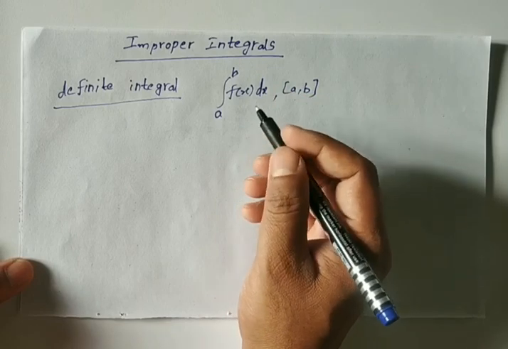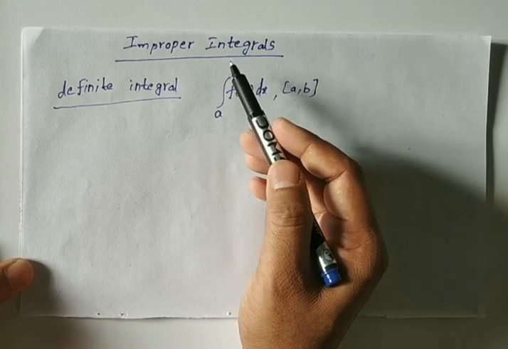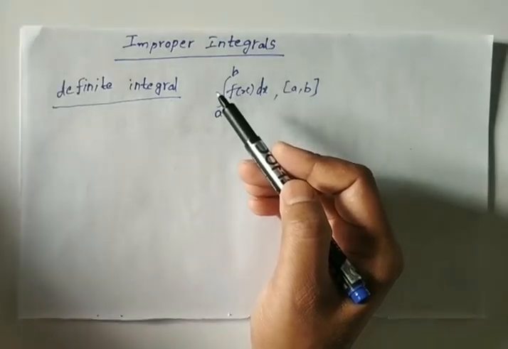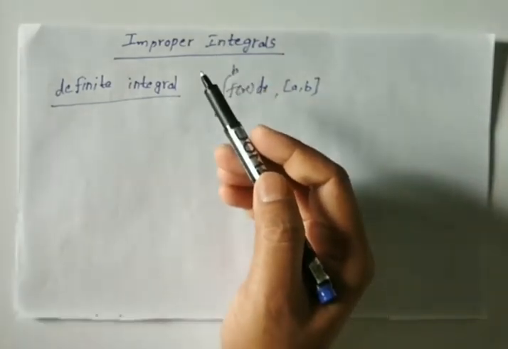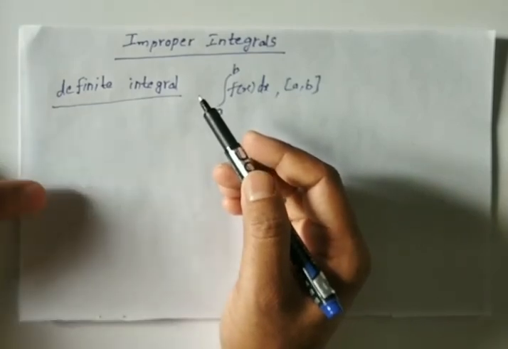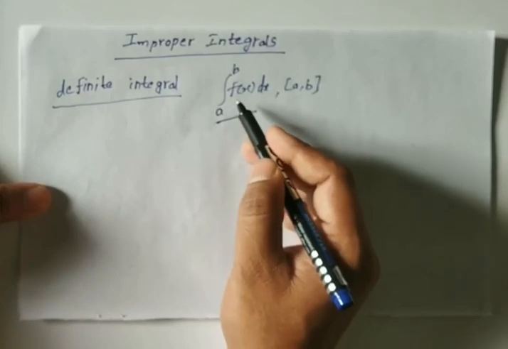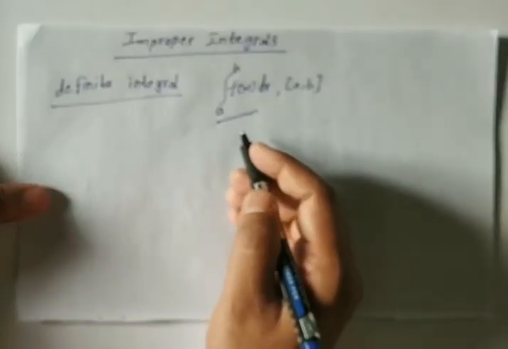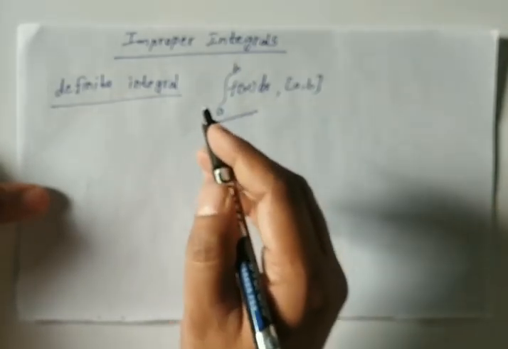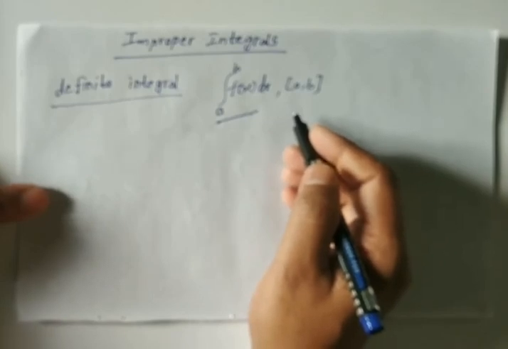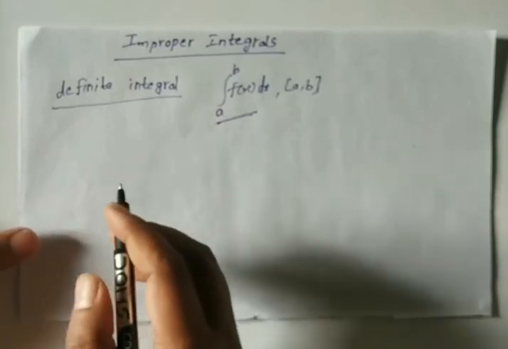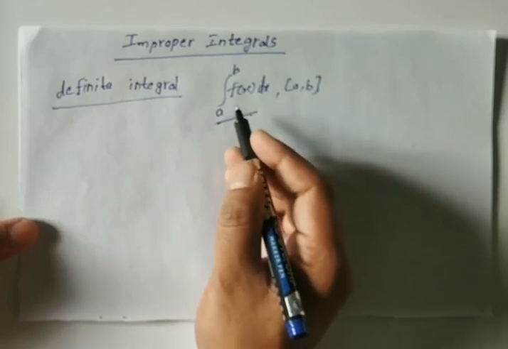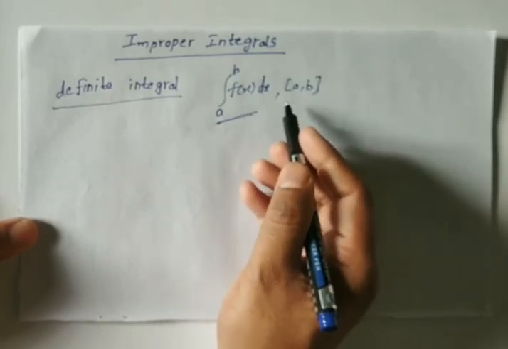Here the goal of this lesson is to extend the concept of the definite integral. That means in this section we will extend the concept of definite integral. Here we defined integral from a to b f of x dx under the conditions that f of x is defined, bounded and continuous on the closed interval a comma b.